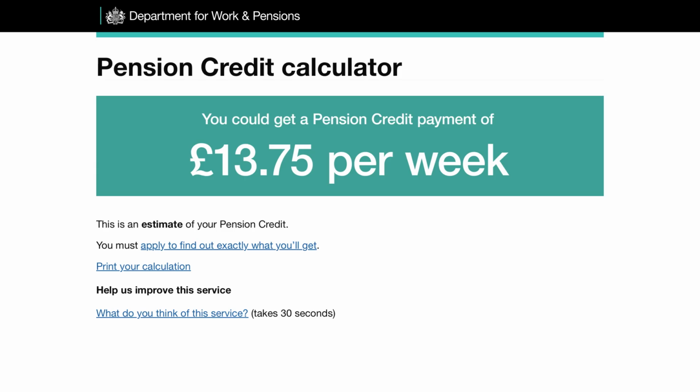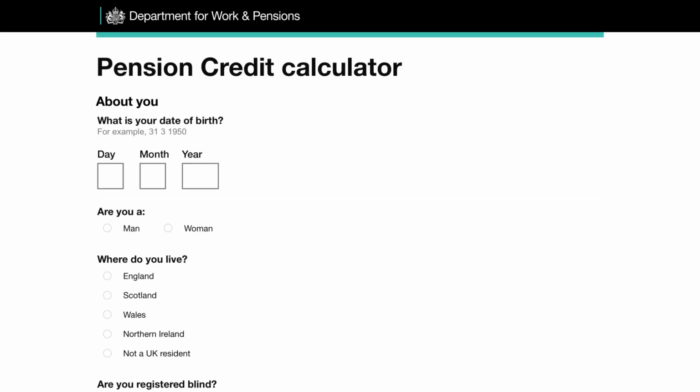Remember, although Jackie will not be entitled to the full amount of pension credit, she is still able to get the other financial help that comes with it, including help with energy bills and housing costs. Now let's look at another example.